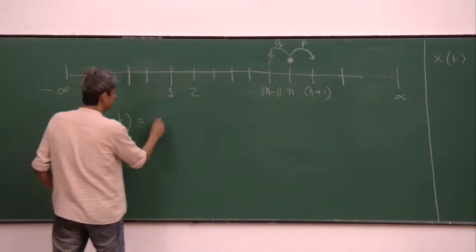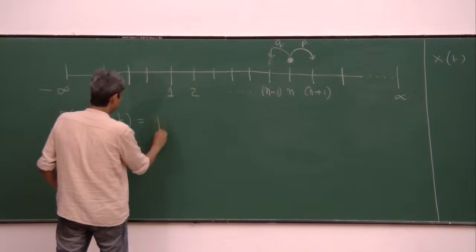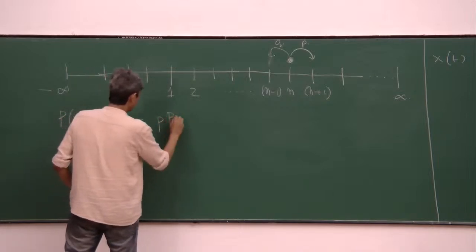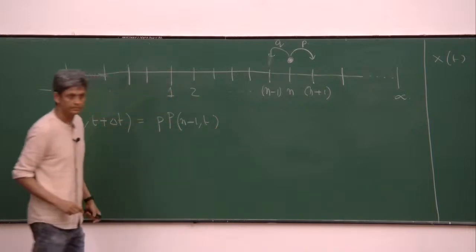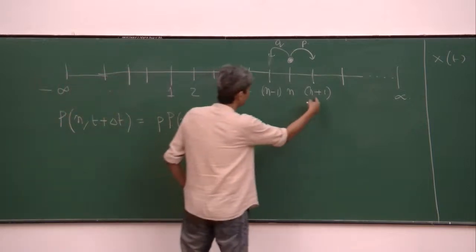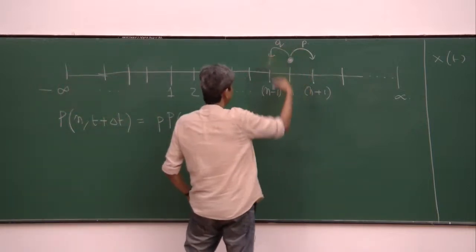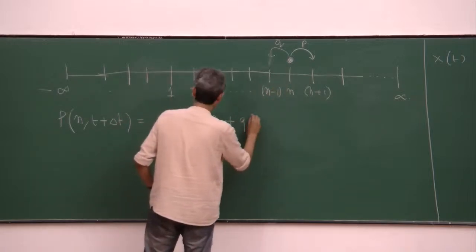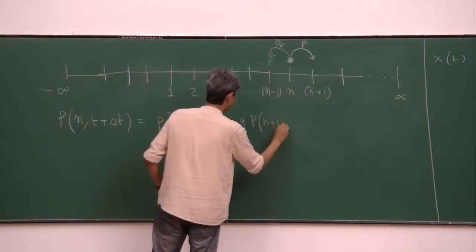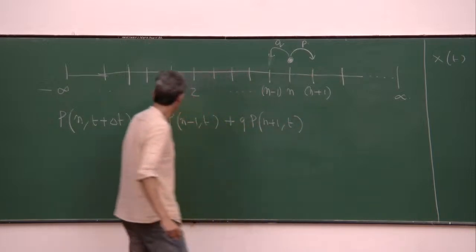So I should write small p times P of n minus 1, t. It could have been at n plus 1, and with a probability q it hopped and got to n. Anything else?